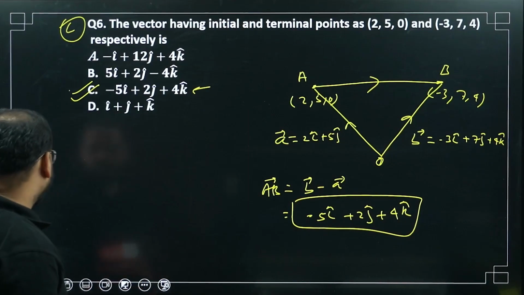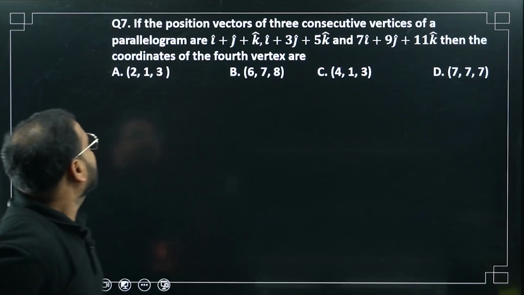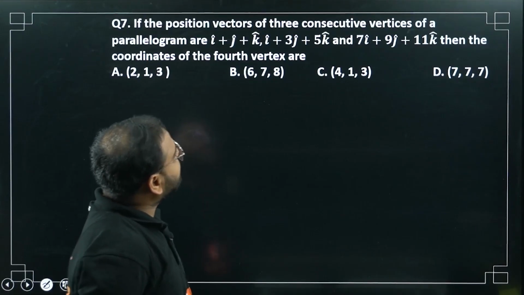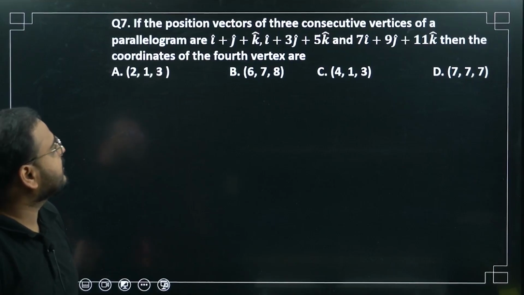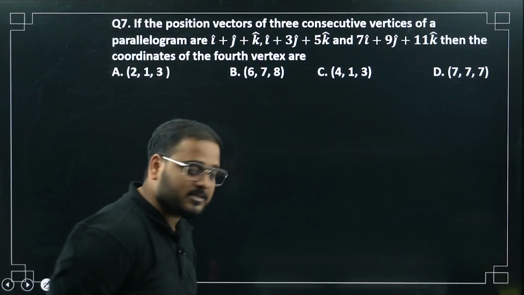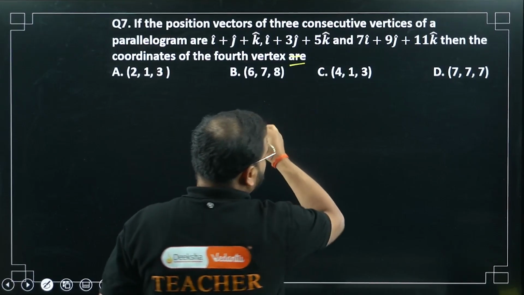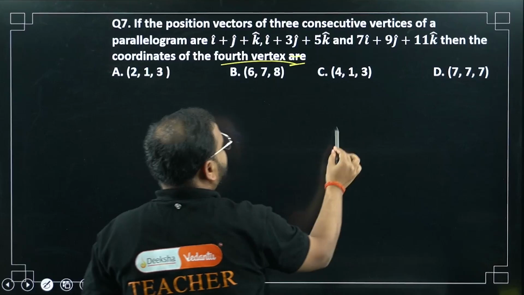Moving on to question number 7. Question 6 was very easy. If the position vectors of the 3 consecutive vertices of a parallelogram are given like this, then the coordinate of the 4th vertex is... We are asking for the 4th vertex. How will you find it? First draw the parallelogram.